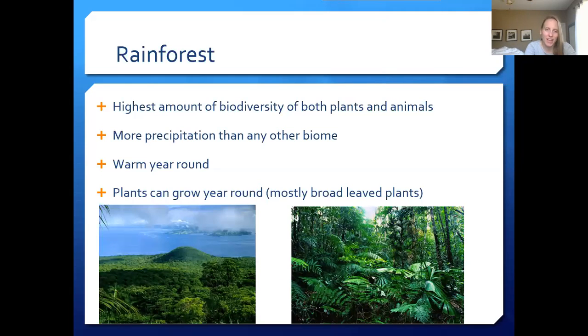Then we get to the rainforest, which has the highest amount of biodiversity in both plants and animals than any other biome by far. It also has a lot more precipitation than any other biome. It is warm year-round and supports plant growth year-round, a lot of the plants having broad leaves.